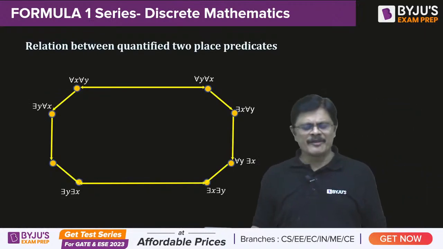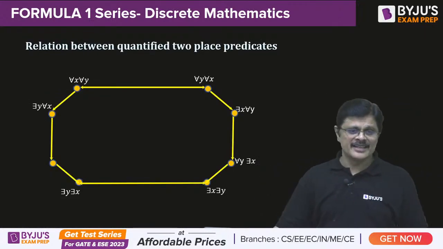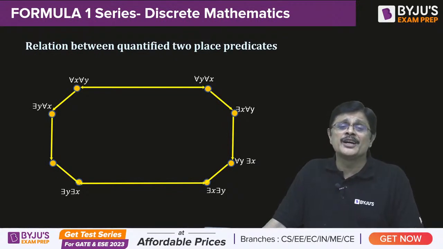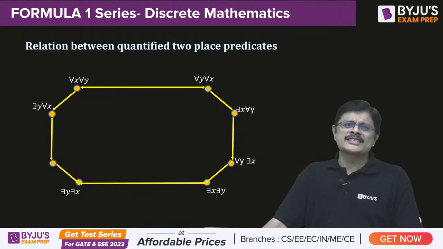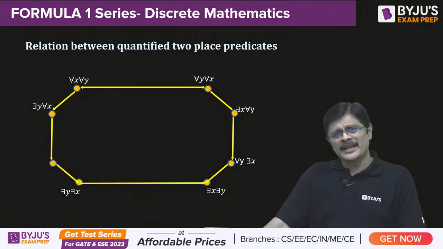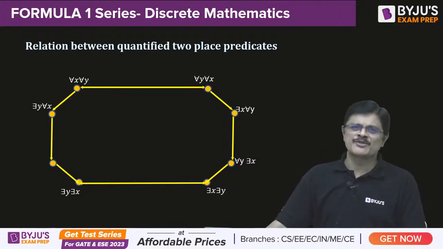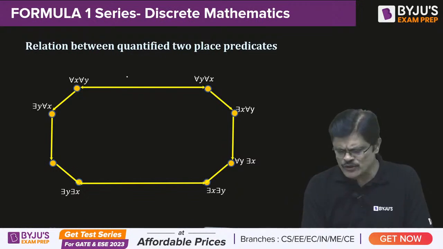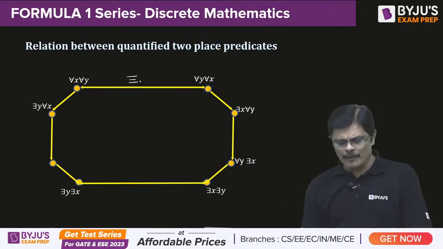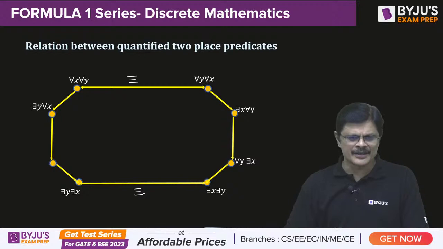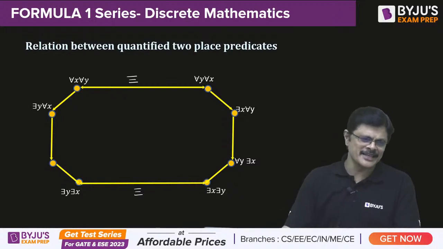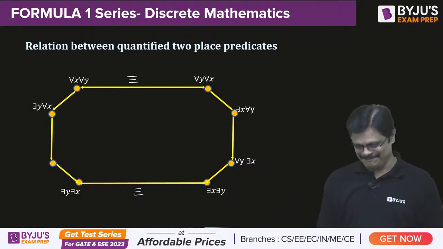And this is the relation between quantified two-place predicates, my dear friends. See, at the top level, for all x for all y implies for all y for all x, and for all y for all x implies for all x for all y. That is, they are equivalent. Two-sided arrow means equivalence. At the bottom level also they are equivalent.